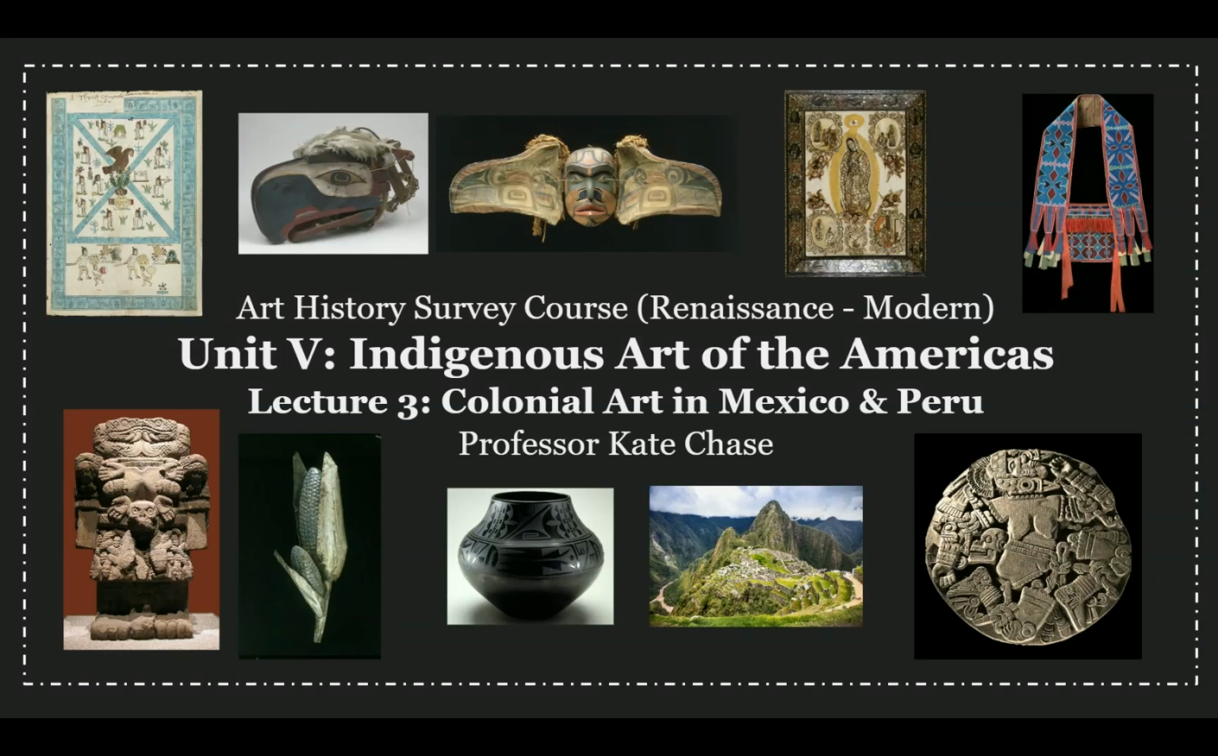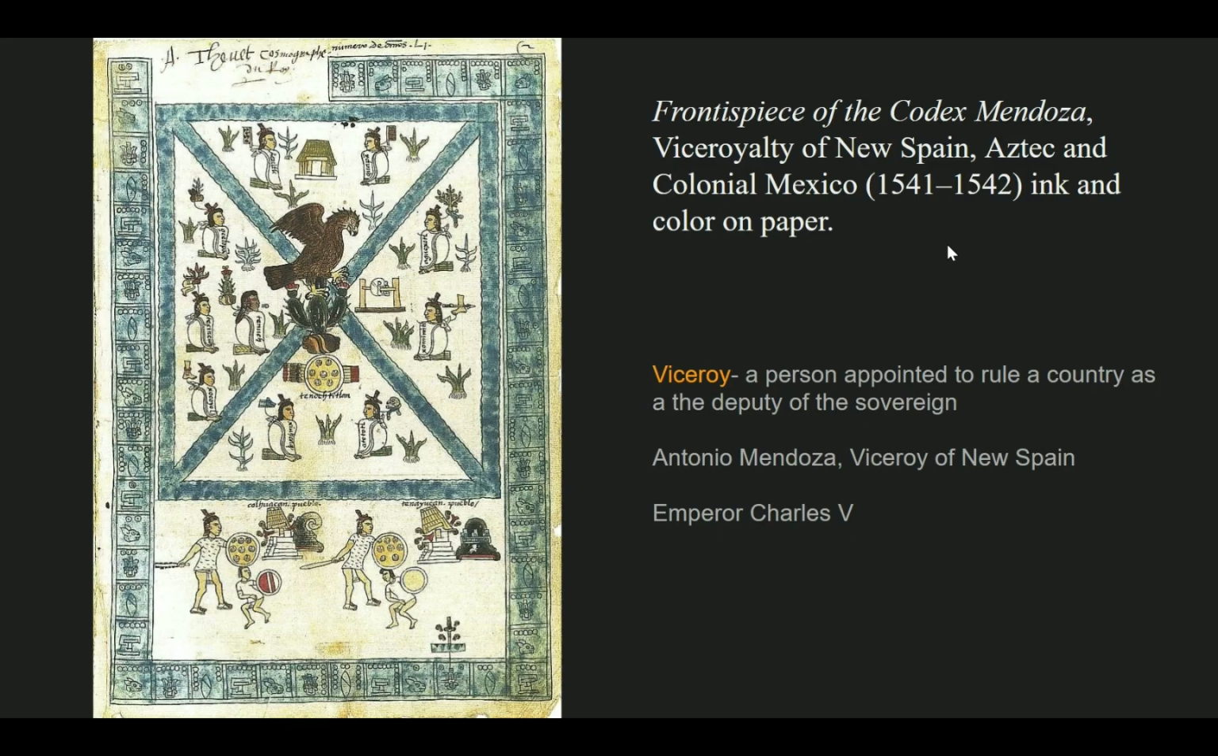And welcome to our lecture over colonial art in Mexico and Peru. So we've already looked at this artwork to help set up Tenochtitlan and the Aztec Empire. However, now let's look at it under colonial Mexico and how, remember, by 1521, the Spaniards had essentially taken over this empire.